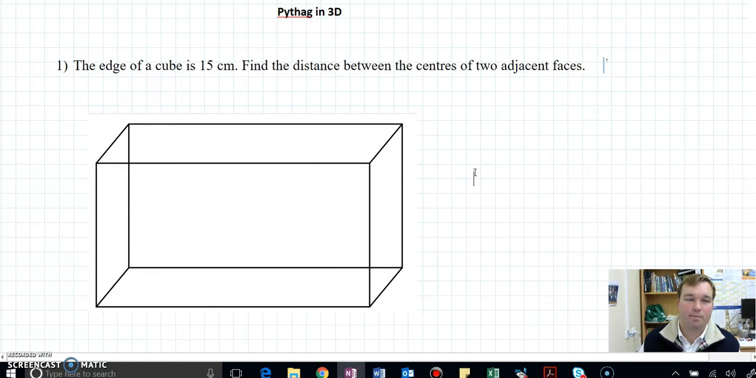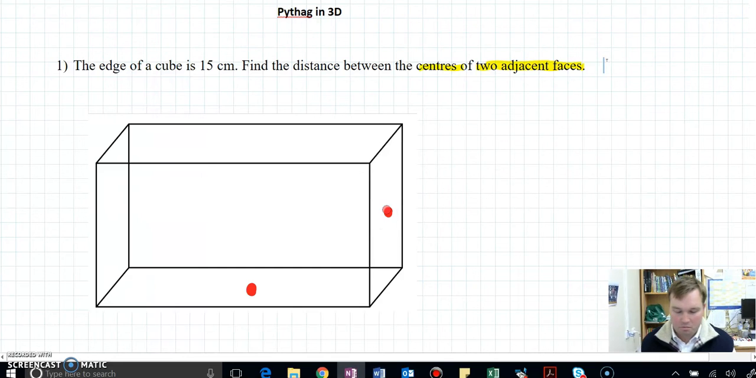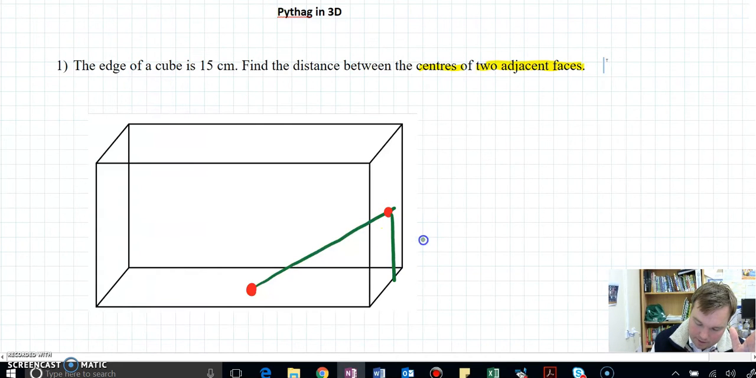Pretend it's a cube. Now, adjacent means next to, so the centers of 2 adjacent faces means essentially we're trying to find the distance between the middle of the bottom face, the floor, and the middle of another adjacent face, meaning possibly on the side here. It's not to scale, but that's fine. We want to find this length here. Now, because we are on the center of the adjacent faces, I know that this length here is 7.5.